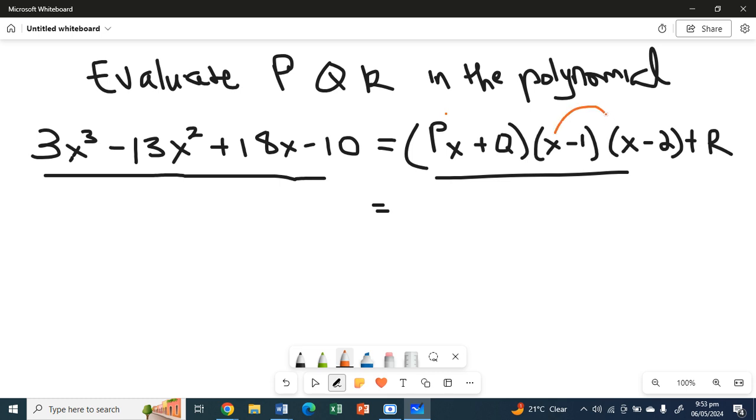So x times x, that is x squared. x times negative 2, that is negative 2x. Negative 1 times x, we get negative 1x. Negative 1 times negative 2, we get positive 2.